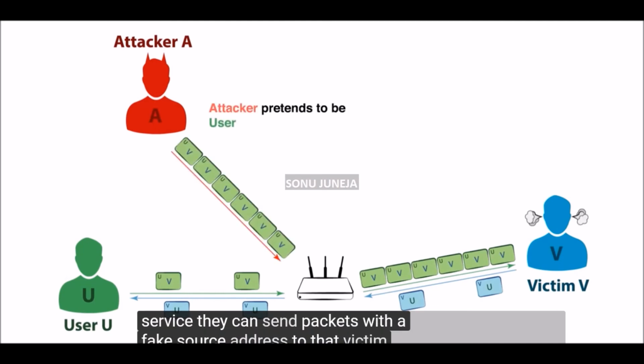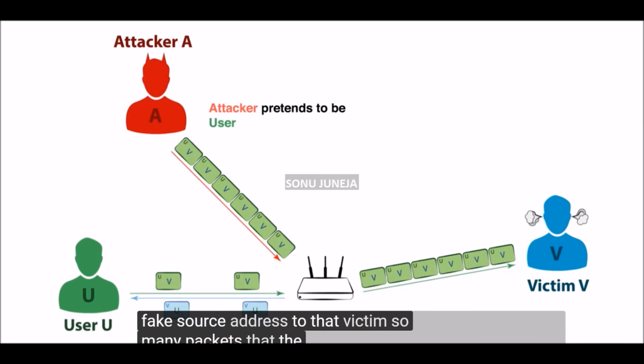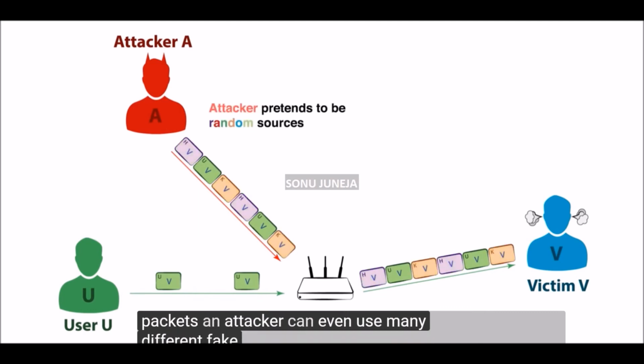fake source address to that victim. So many packets that the victim has no resources left to process legitimate packets. An attacker can even use many different fake source addresses across the packets, making it operationally infeasible to trace back to the attacker.